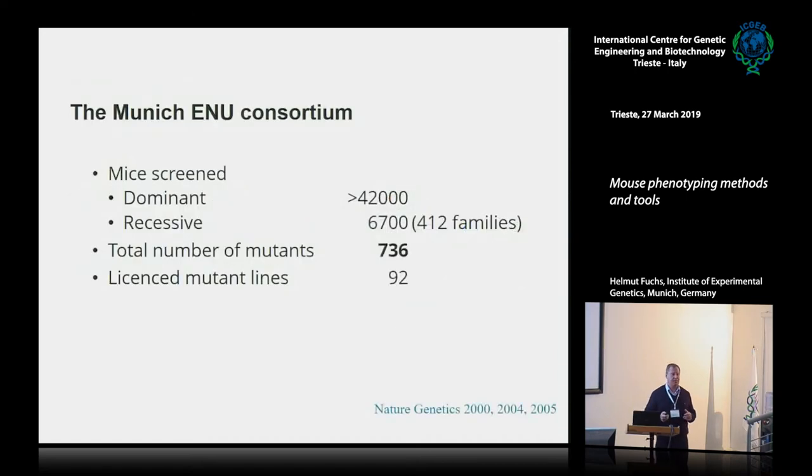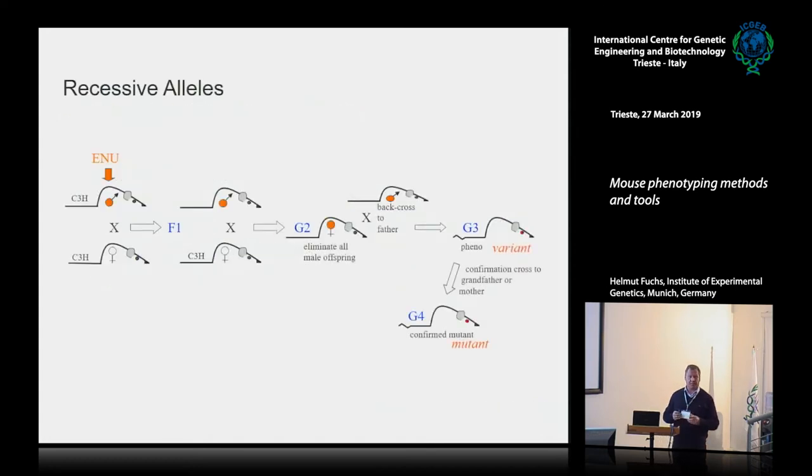We did this. One question. Sure. For the previous one, in this case, you are taking only the F1 males, so you are losing all the potential mutations in the X chromosome. Yes, exactly. But you have another pipeline for them.